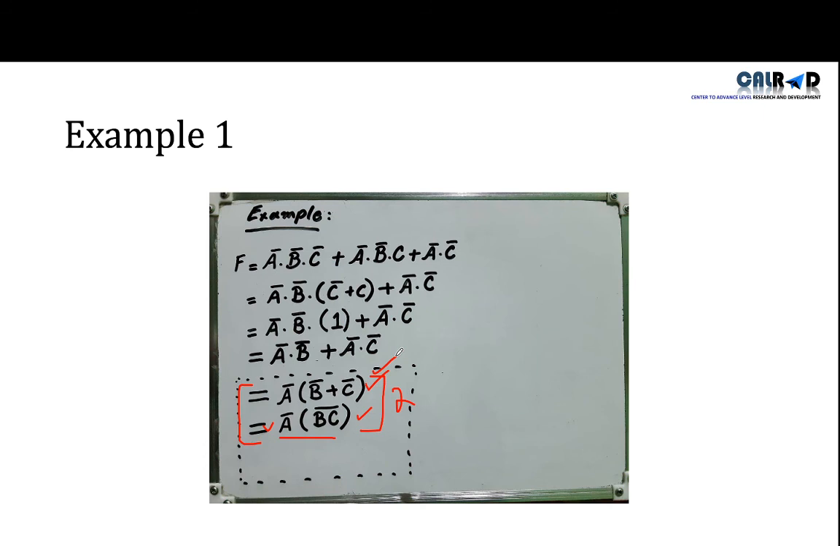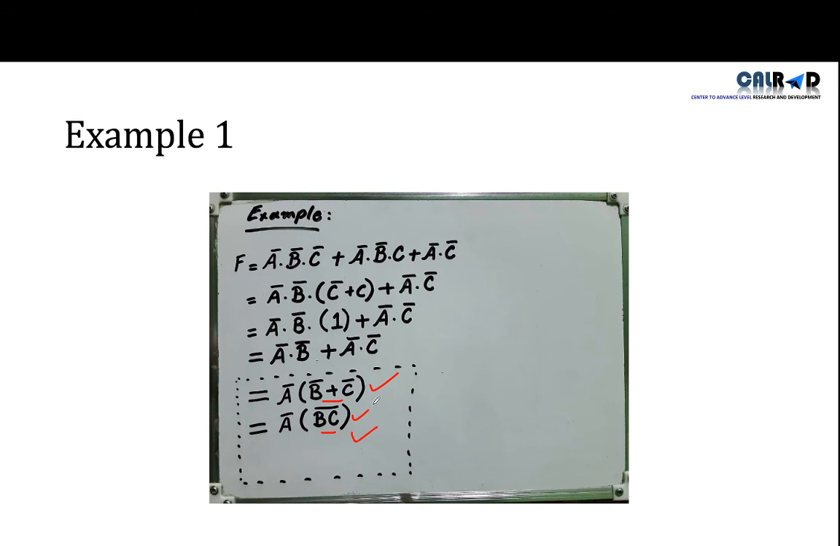If this was an industry, in industry the expert will see this equation and he will not solve this equation here, because he knows that yes, he is changing from one gate to another gate type, but the number of gates are remaining the same. So for industry these two equations are same, but for your university, for your exam, you have to do this step.